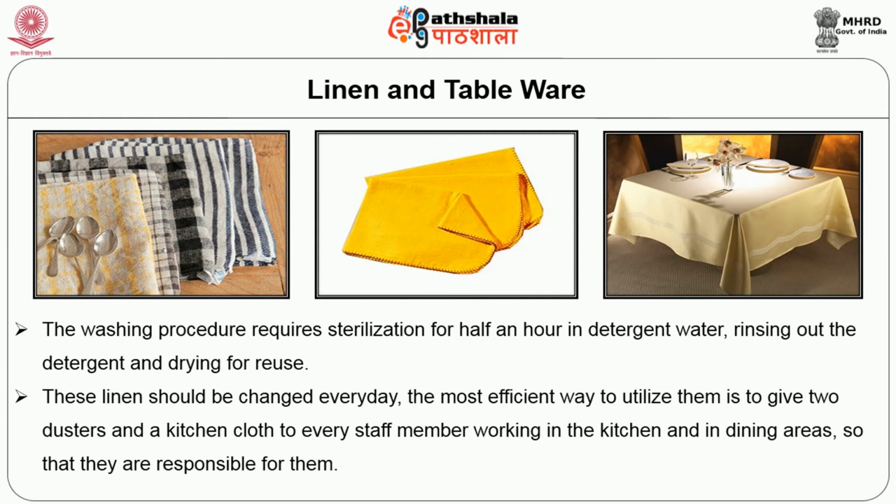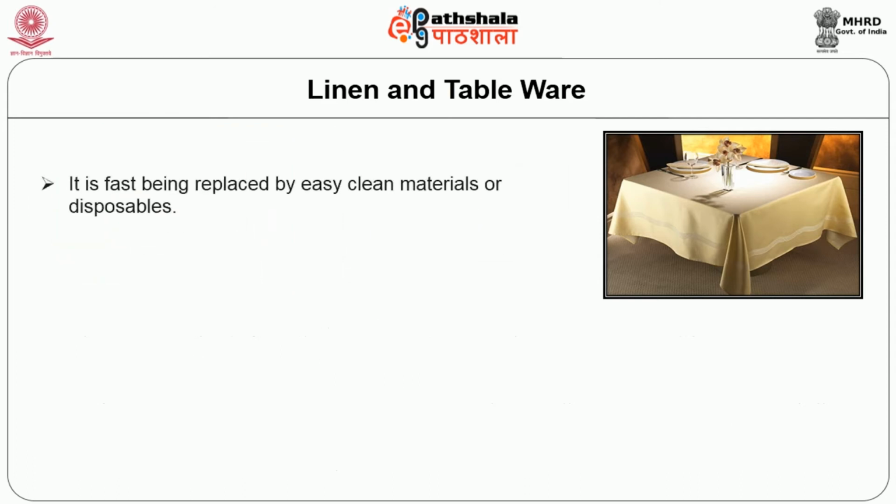The most efficient way to utilize them is to give 2 dusters and a kitchen cloth to every staff member working in the kitchen and in the dining area, so that they are responsible for their items. Use of table linen, however, is fast being replaced by easy-clean materials or disposables.